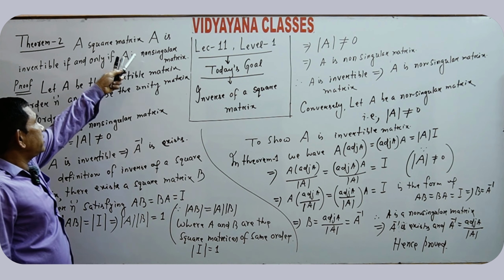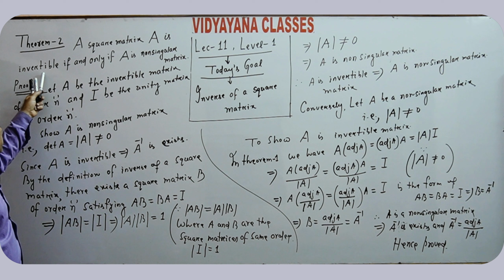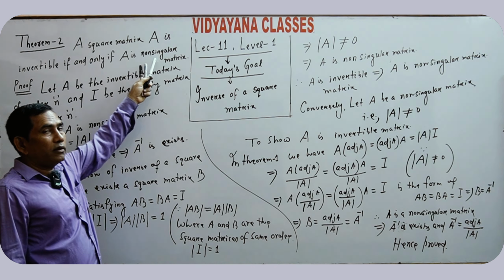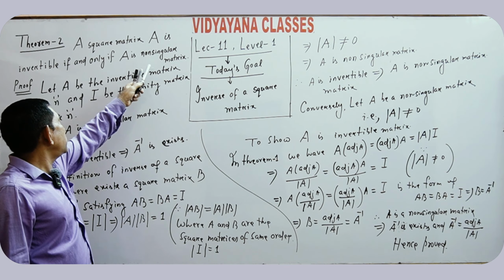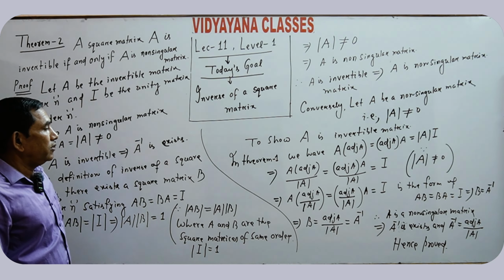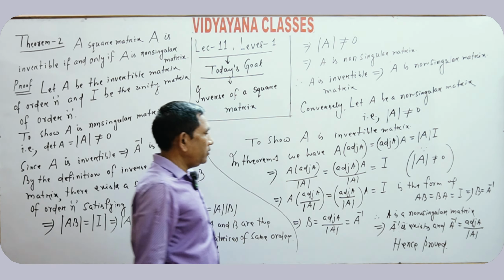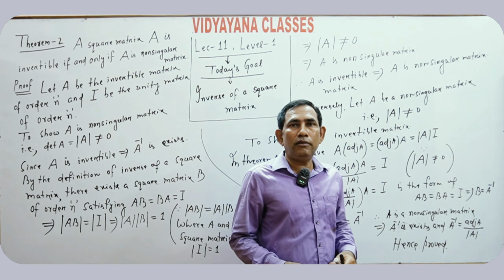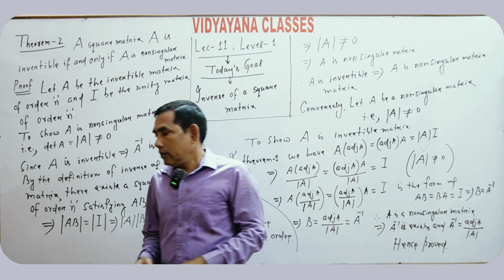A square matrix is invertible, that implies A is non-singular. A is non-singular implies A is invertible. Hence, the statement is proved. Clear? Okay, write down.